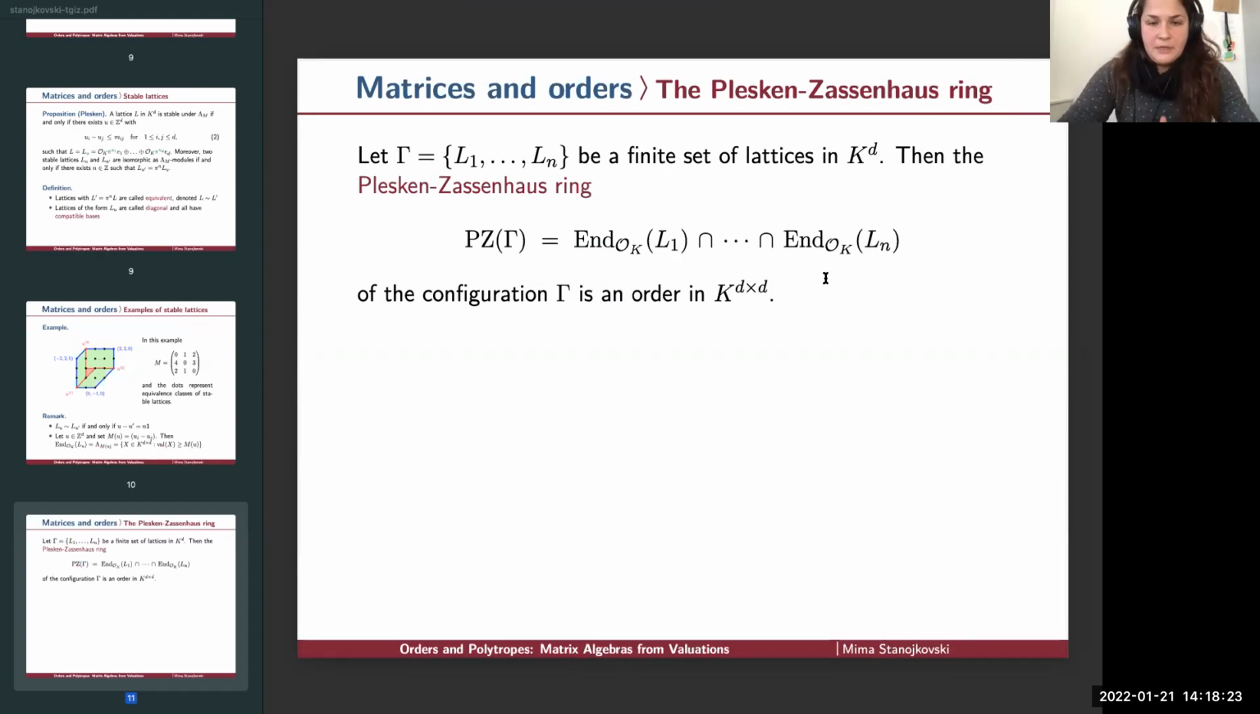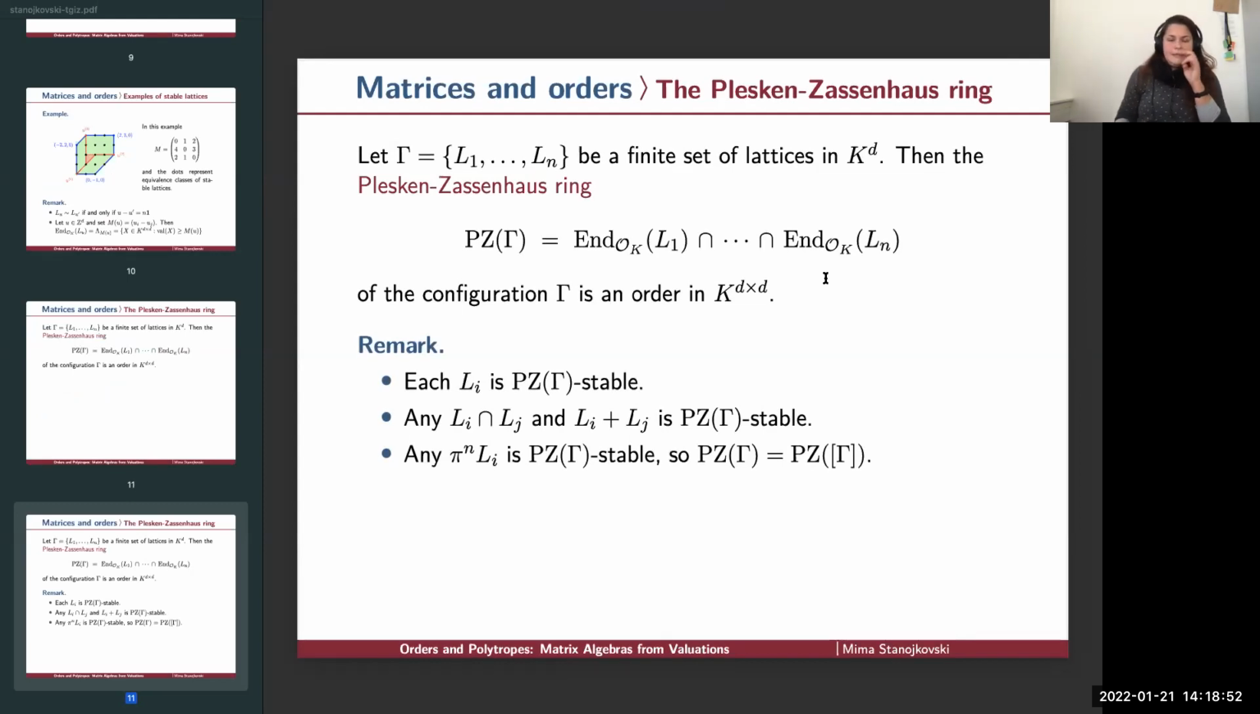If we have a collection of lattices in K to the d, then we define the Pleskin-Sassenhaus ring of this collection as just the intersection of the endomorphism rings of these lattices. And this will define a subring of K to the d times d. It does not need to be graduated. It does not need to be of the form Lambda_M, but sometimes it will.